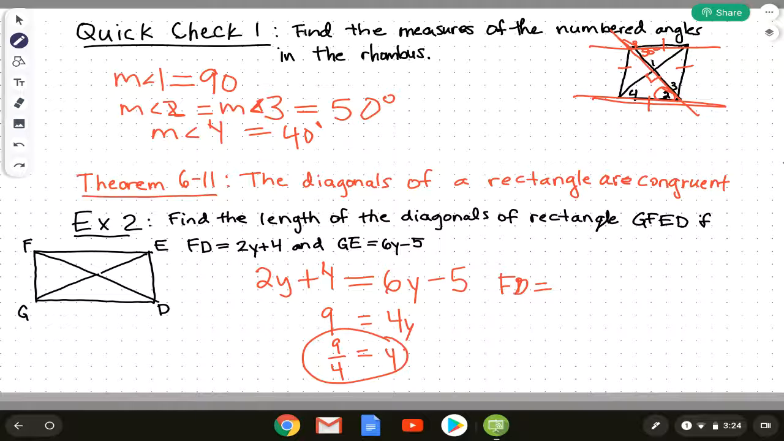So that would be 2 times 9/4. Fours keep looking like a y. Plus 4. So that's going to give me 18/4, which I could reduce to 9/2, plus 4. And 4 is the same as 8/2. So when I add those together, I'm going to end up getting 17/2, or you could say 8.5.